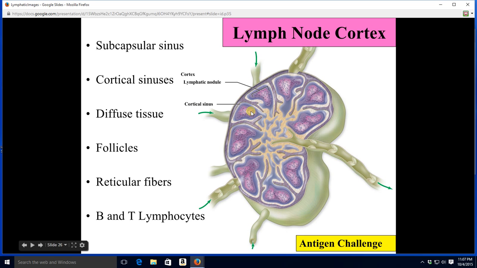And in the cortical sinuses, we're going to find two types of lymphatic tissue. Some lymphatic tissue in there is going to be diffuse. Don't say diffuse when you're using it as an adjective. It's diffuse lymphatic tissue, or spread out lymphatic tissue. Then we'll also have some packed together lymphatic tissue called lymphatic or lymphoid follicles. They're also known as nodules.